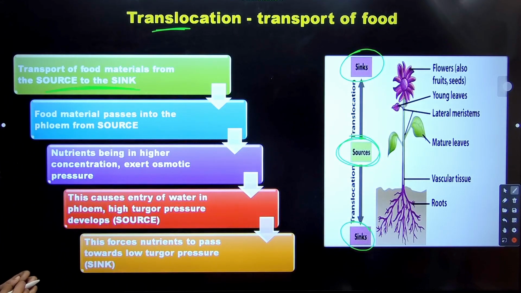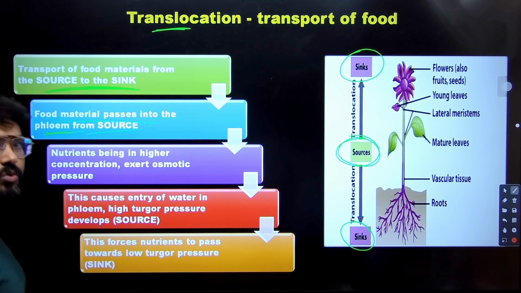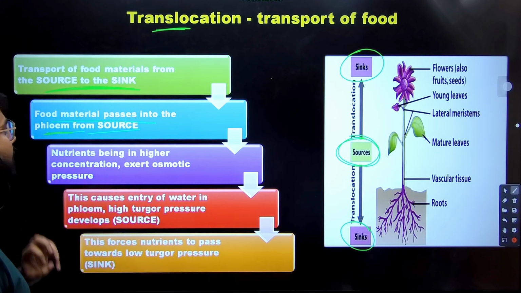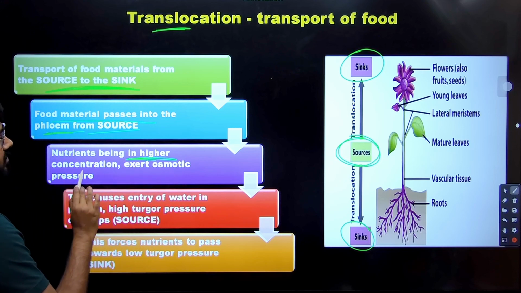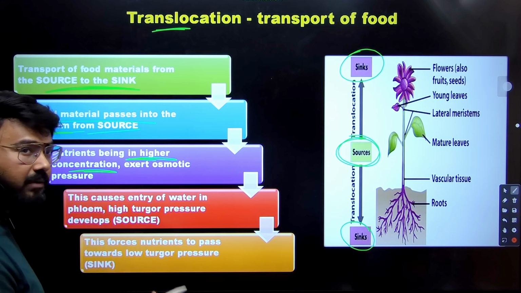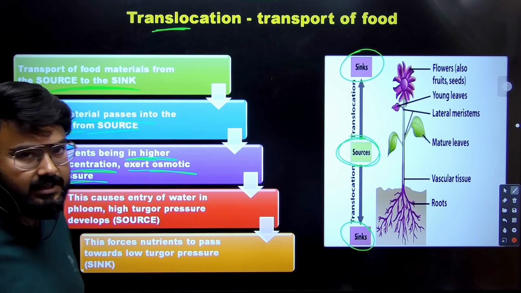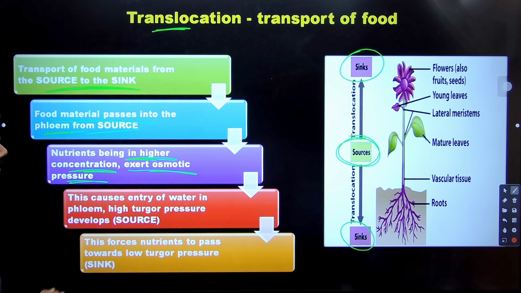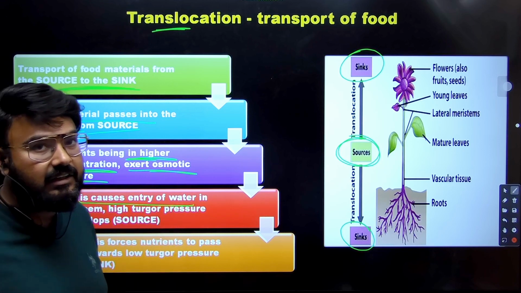Now, what happens here? A very interesting thing is there. When food material passes into the phloem from the source, as we know, phloem is a food conducting tissue. So when the food is passed into the phloem, there will be a higher concentration of the food in the phloem. Because of that, osmotic pressure will be exerted. The osmotic pressure will be very, very high, and this will cause water to enter the phloem.